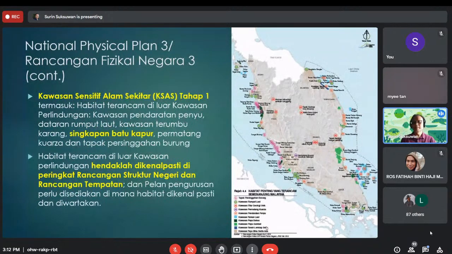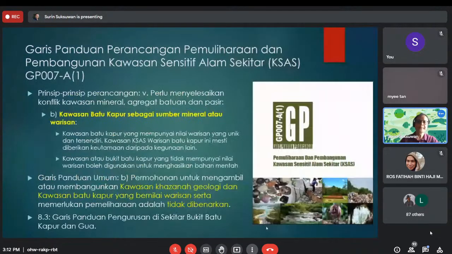But again, is there alignment? Is the local plan following what is mentioned in the National Physical Plan? That is something that only the people in that particular area have the right, or locus standi, as we call it in legal terms, to challenge the authorities, right? So if you think that your local plan is not in alignment with the National Physical Plan or National Biodiversity Policy, then you need to challenge. And, you know, during the public participation process, for example, that's where you get to air your views.